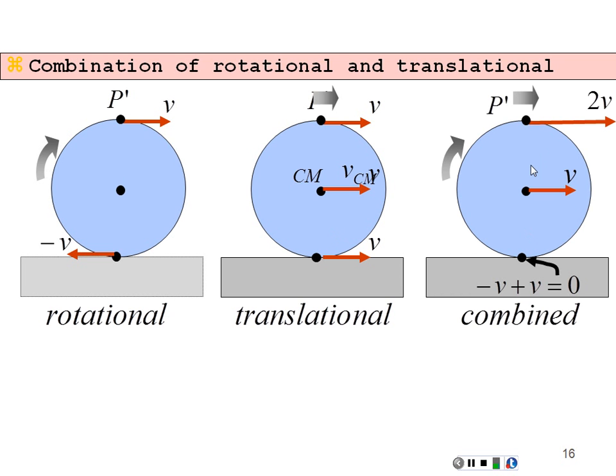The top of this disk is actually moving at twice the velocity of the center of mass, while the bottom of this disk is momentarily stationary because it's got two velocities, a negative v this way and a v this way, and they're canceling out. So my velocity at the bottom of this disk is actually momentarily 0. How about that?